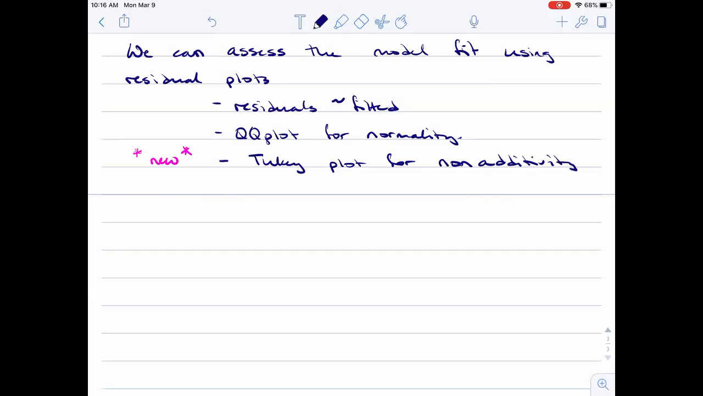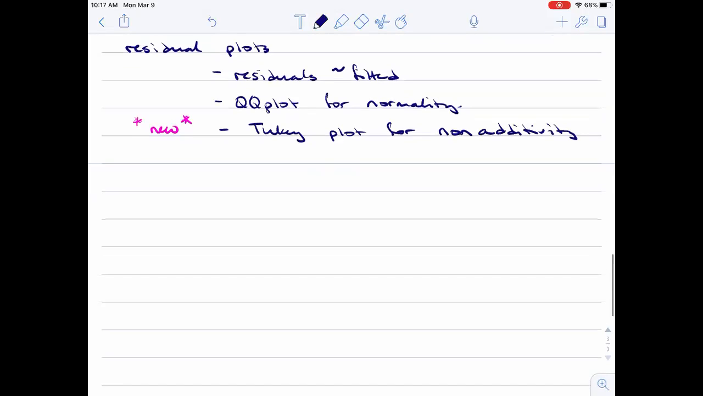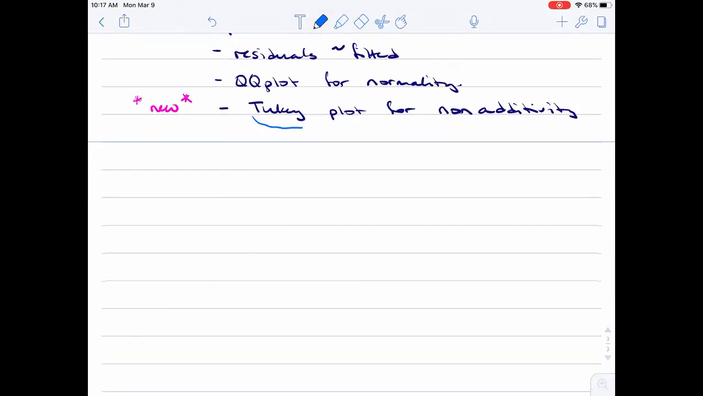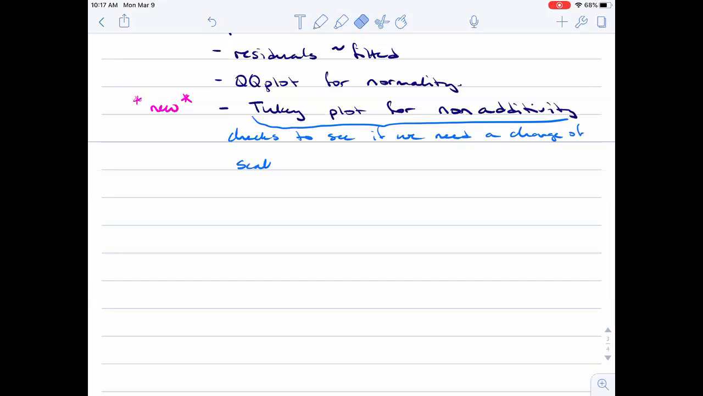Although, I guess it could just as easily be additivity, doesn't matter. You're checking to see if the model, so here, I'm dealing with a page break here, so I'll keep it nice and shallow. But this checks to see if we need a change of scale. Change of scale, right, which is essentially a transformation.